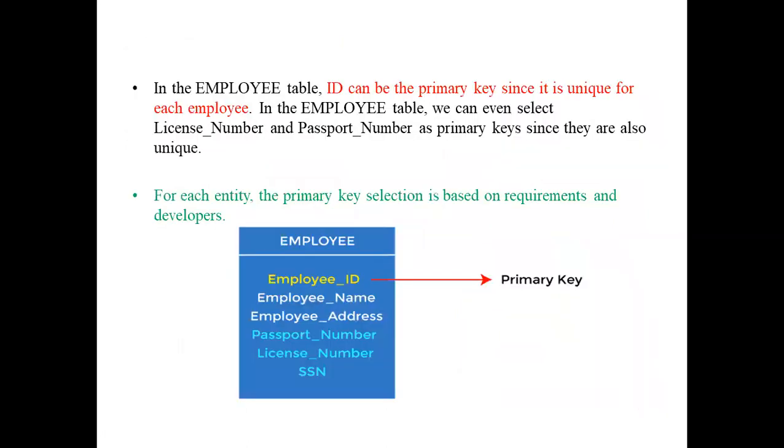Next, this is another example, the employee table. An employee may have different identification parameters, that is employee ID, employee name, address, passport number, license number, SSN, etc. Out of that, any one is going to be declared here. Employee ID is most probably considered as unique because every person has a different ID, and that's why it may be considered as a primary key. For each entity, the primary key selection is based on the requirement and the developer's need. So in this way, we can declare the primary key based on the requirements, which satisfy both conditions.